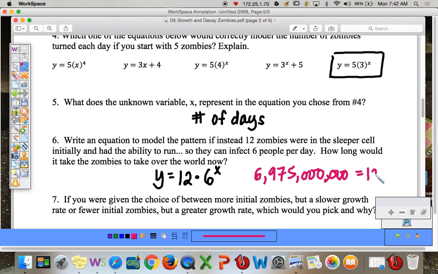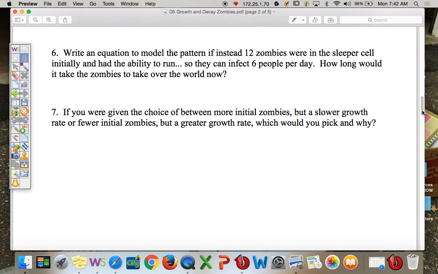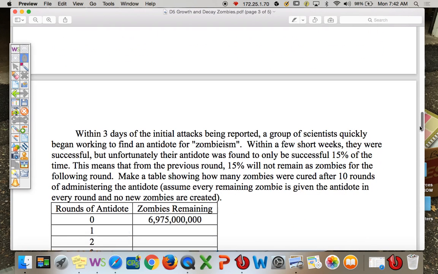And see when this equals 12 times 6 to the x. You can use a guess and check. You could try it in your table. You could graph it. Number 7, if you were given the choice between more initial zombies but a slower growth rate, or fewer initial zombies but a greater growth rate, which would you choose and why? So that one, again, is something to think about, and we'll discuss it in class.